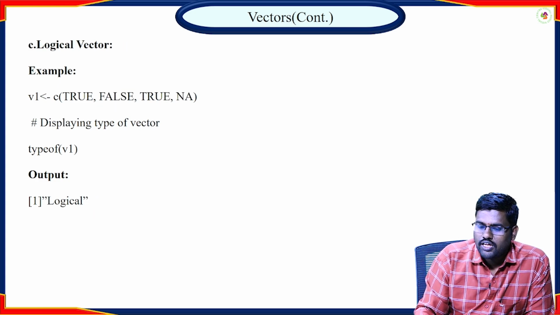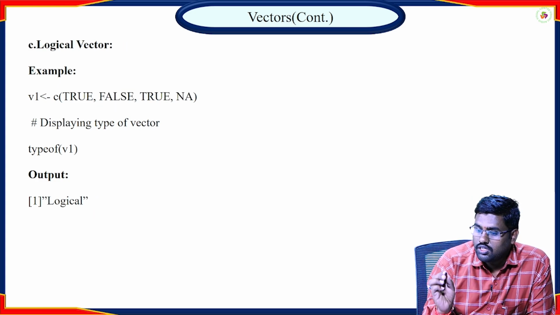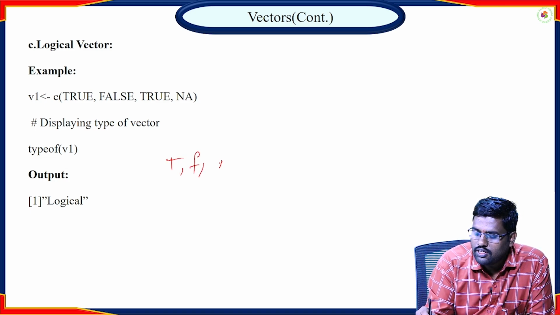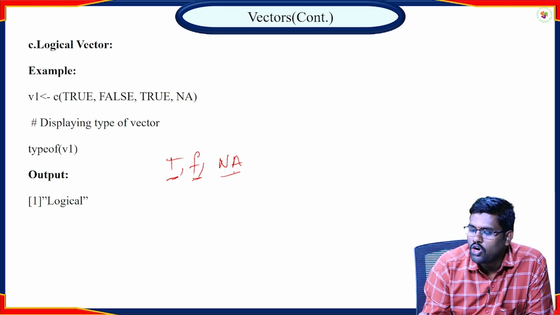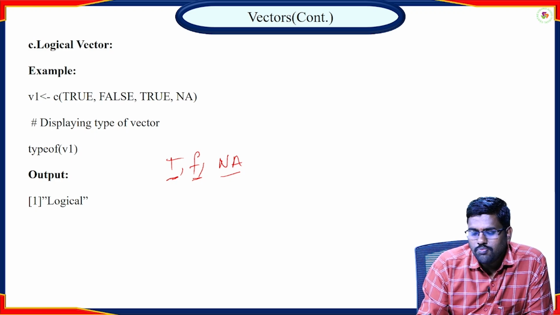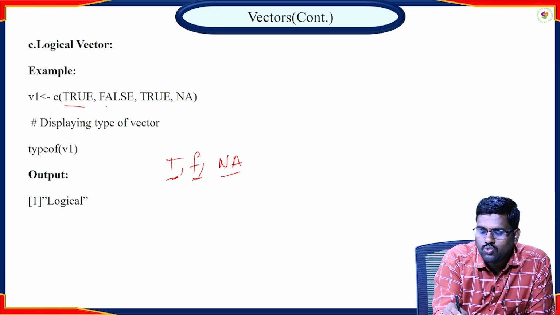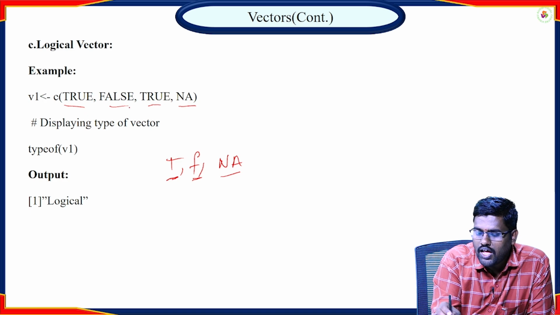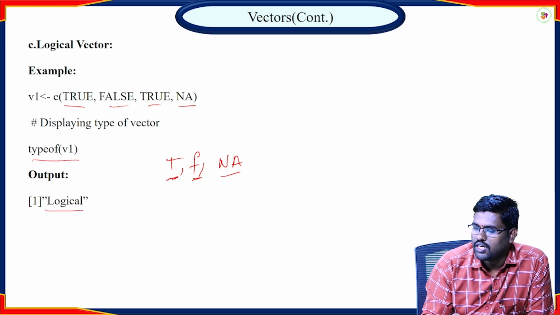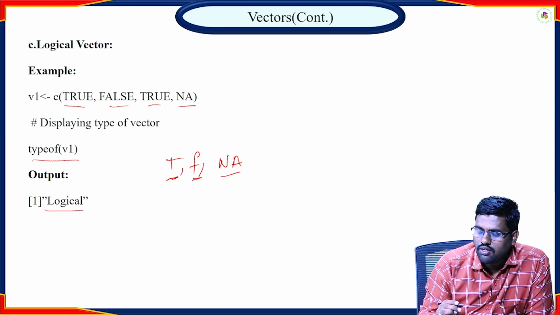Next one is logical vector. Logical vector means they check three values: first one is TRUE, second one is FALSE, and third one is NA. TRUE means whether the given condition is true, it is represented as TRUE. If the given condition is false, it is represented as FALSE, and NA means not allocated or not available value. Now here we are defining the vector containing TRUE, FALSE, TRUE and NA. These values belong to logical vector, so typeof v1 says it is a logical vector.